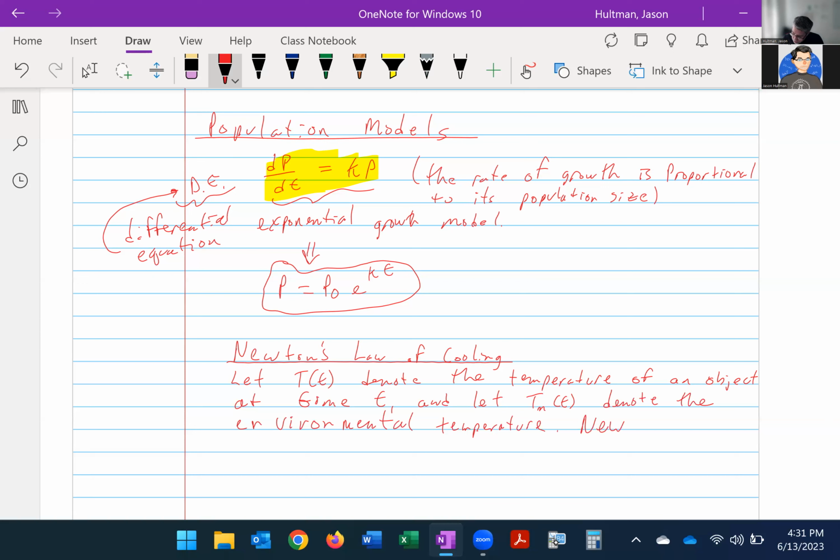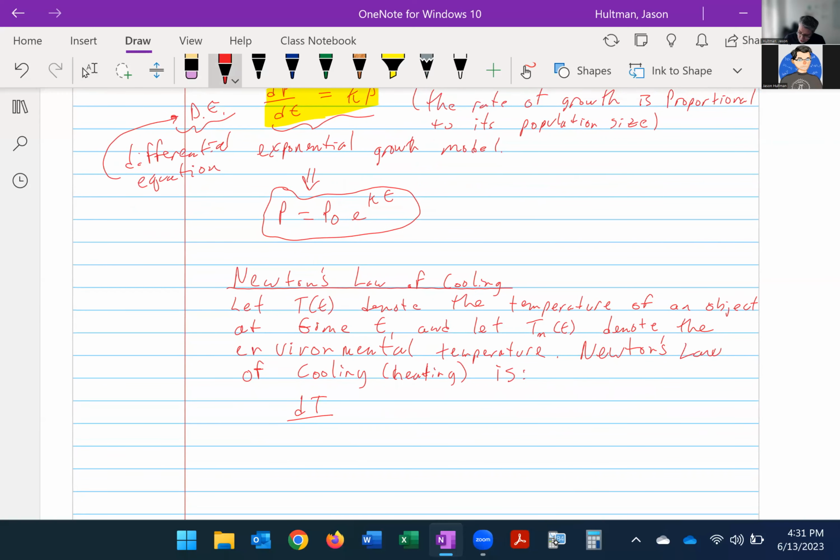Newton's law of cooling, and heating. We could also say heating, depending on if the temperature goes up or down. Newton's law of cooling, heating, is dT/dt, the change in temperature as a function of time, equals negative k times the temperature at time t minus the environmental temperature. So this is a rate of change, but it depends on the temperature you start with, and on the temperature in the environment. The case that makes most sense to me is taking a cake out of the oven.